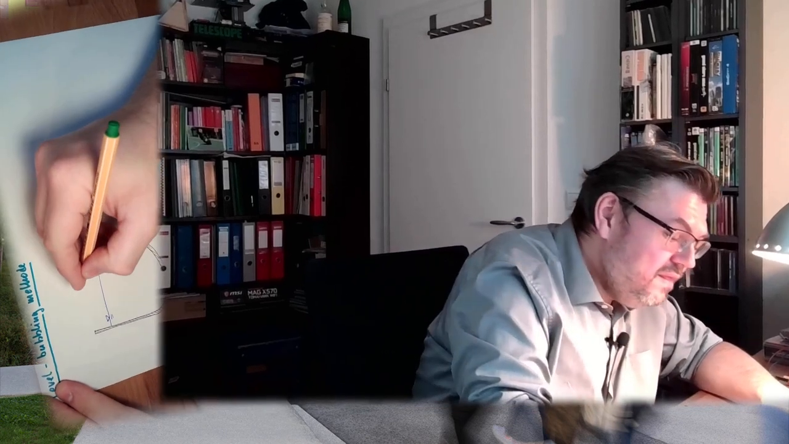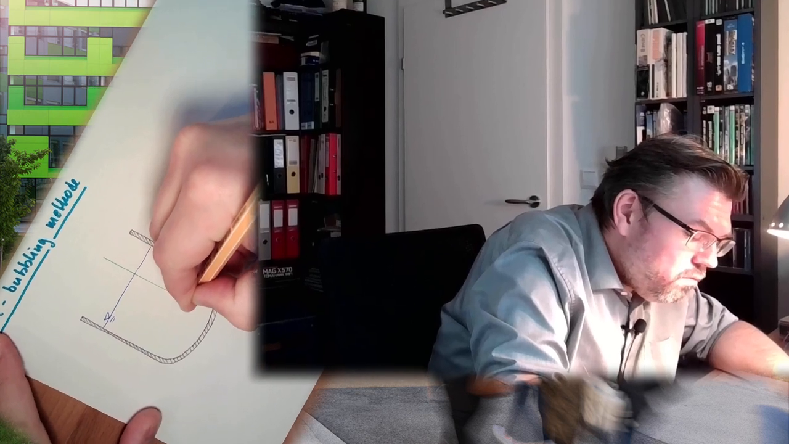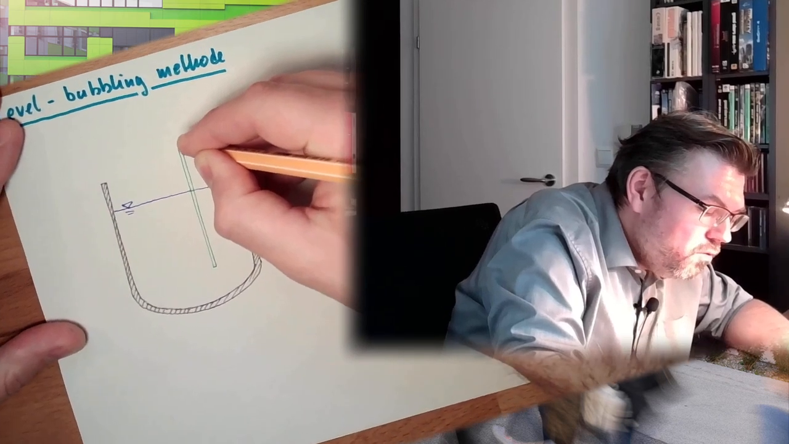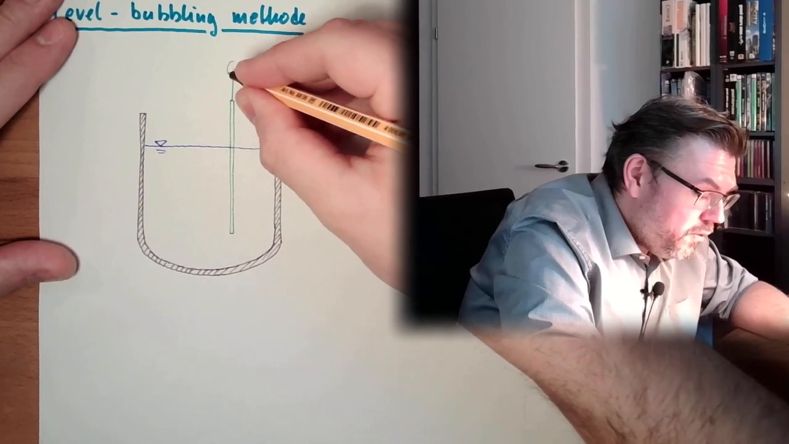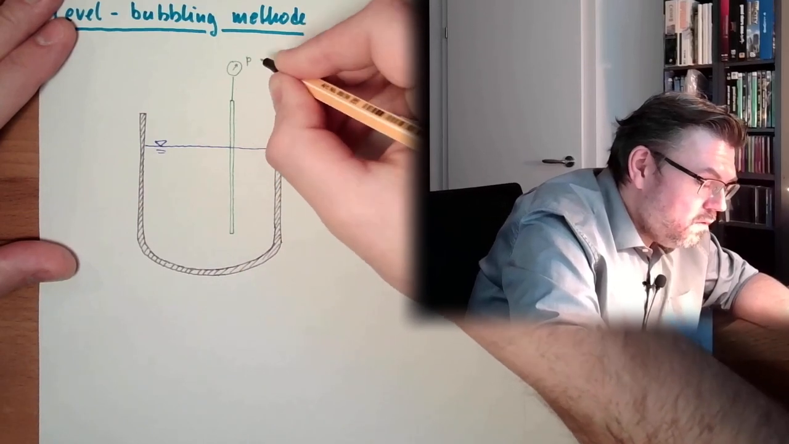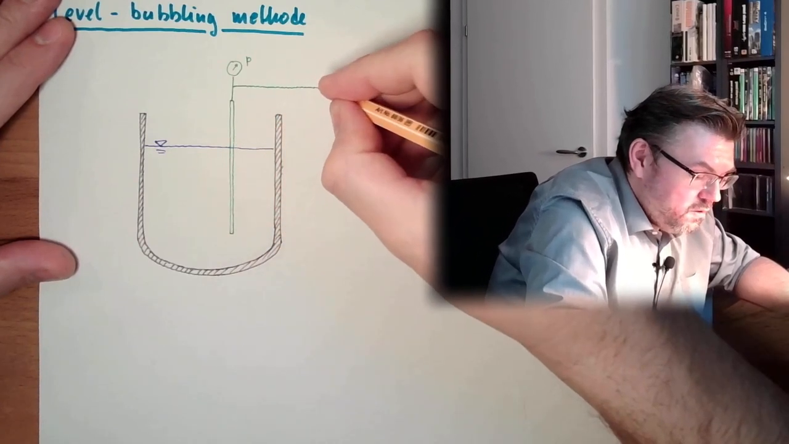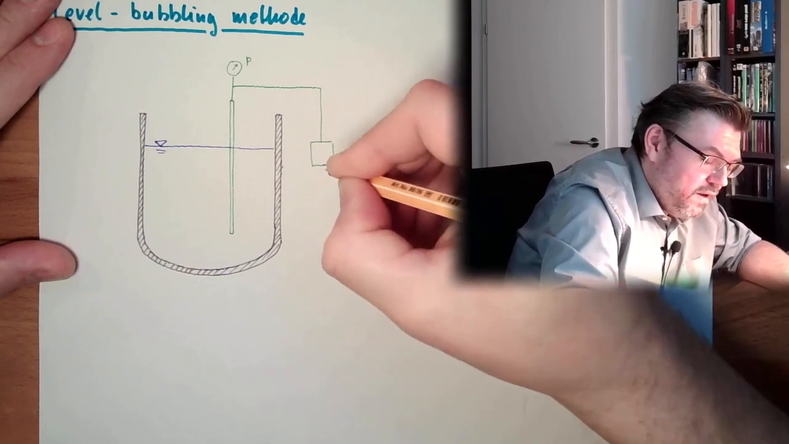What is a bubbling method? Well, we have an open tank, usually an open tank, because it's not very suitable for pressure tanks. Why, I will explain. And in this tank, we insert a small little pipe, a tube, and we are measuring the pressure here, and we are applying air pressure with the help of a pressure reducing valve and a flow meter.